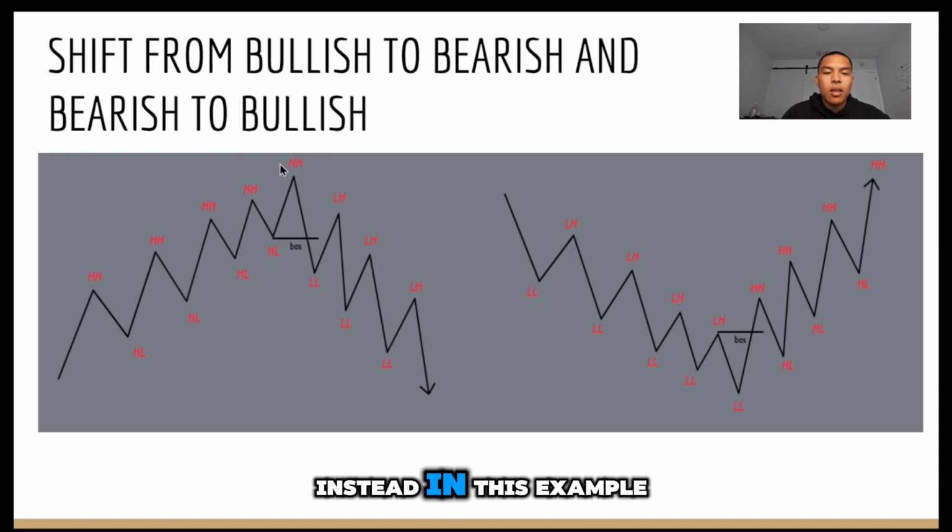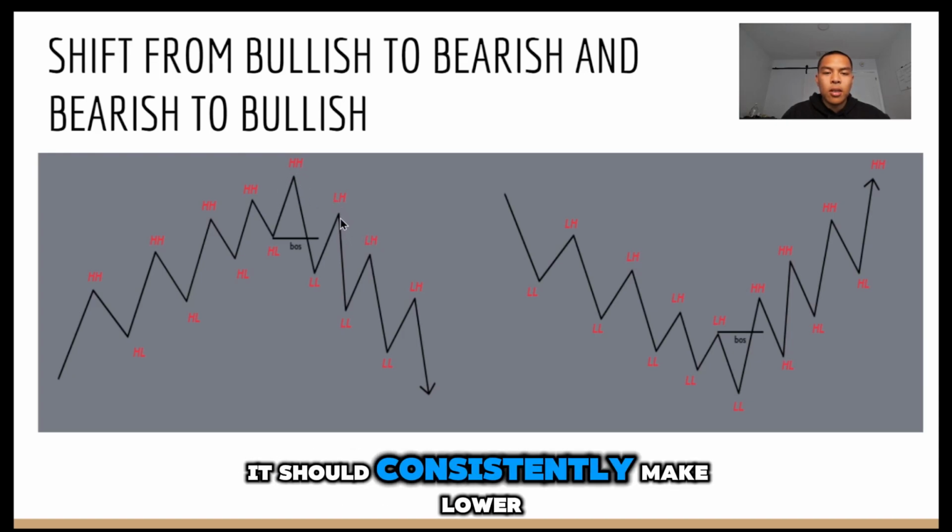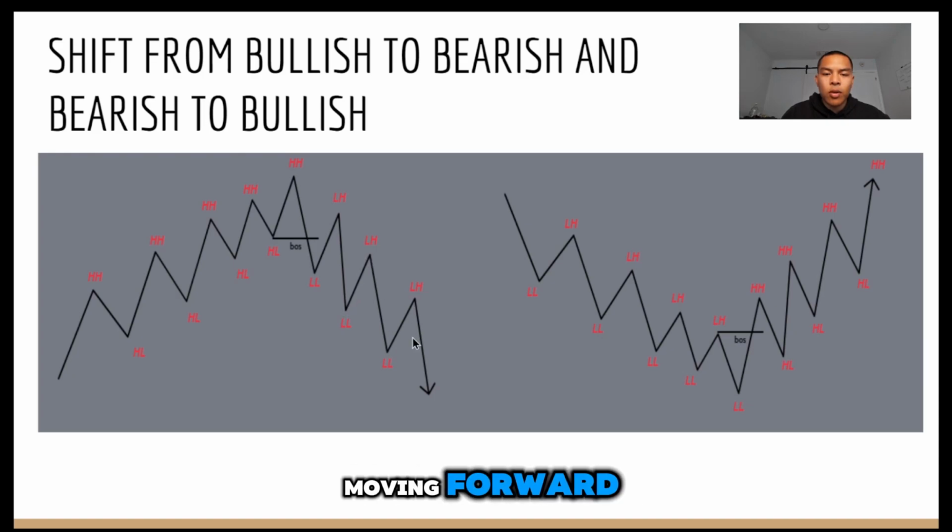But instead, in this example, price went from higher high, higher low, higher high to a lower low, breaking this current structure, which now gives you the first sign that price is willing to shift from bullish to bearish. When price makes that lower low, you wait for it to establish that lower low, and then this retracement back up to the current lower high is going to be your selling point. And then from there, it should consistently make lower lows and lower highs moving forward.